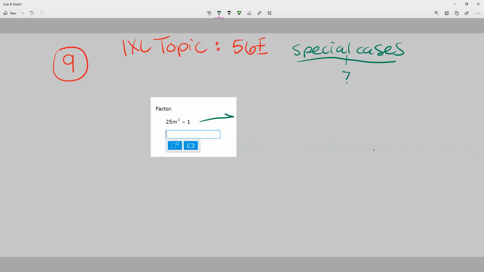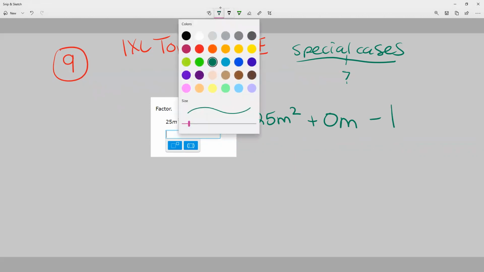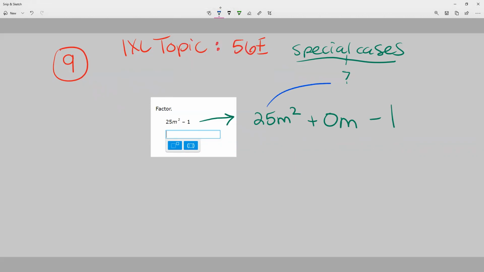But if you look at this, you'll see a different setup. Let's look at 25m squared plus 0m minus 1. I can still go through and do my product and sum the same way. The product here would be 25 times negative 1, so negative 25, and my sum is a 0. So I'm looking for two numbers that multiply to be negative 25 but add to be 0, which seems weird, but actually it's pretty easy, right? Because negative 25 is just 5 times 5.